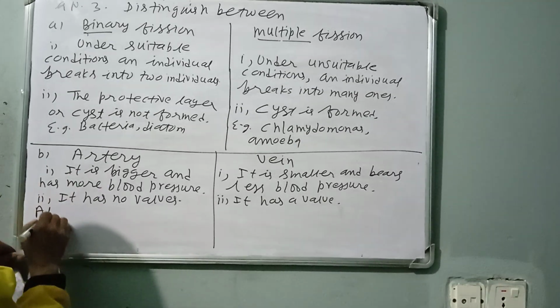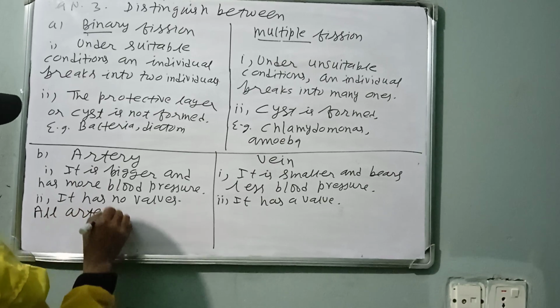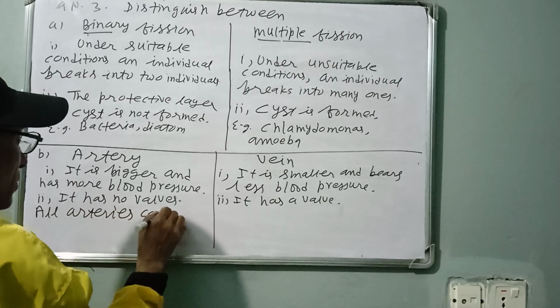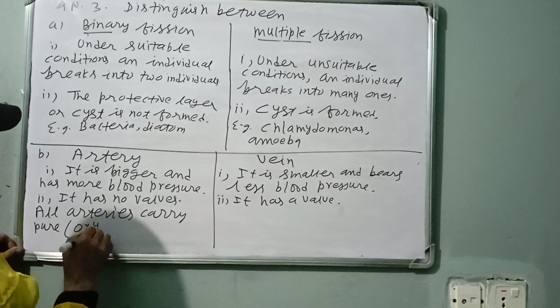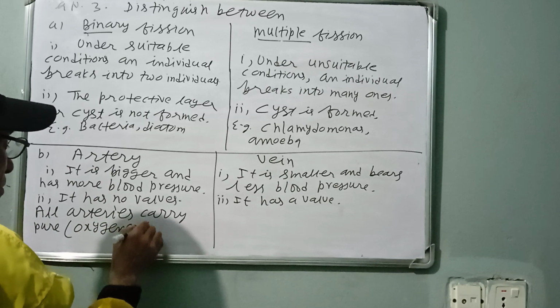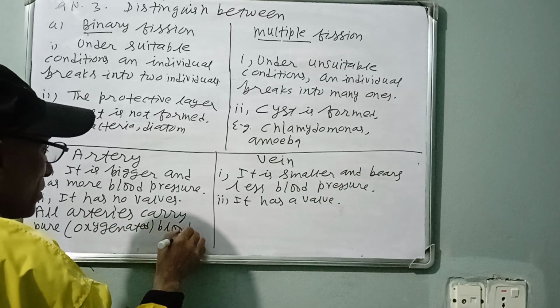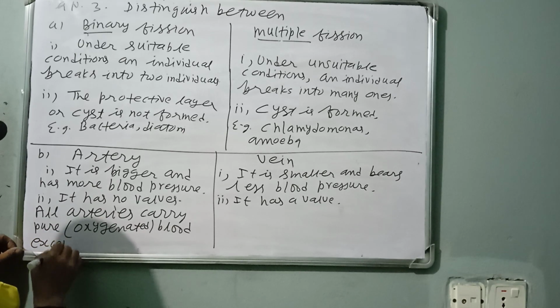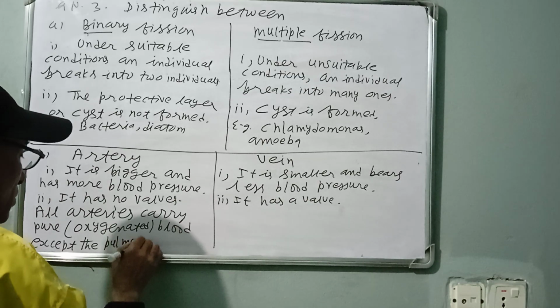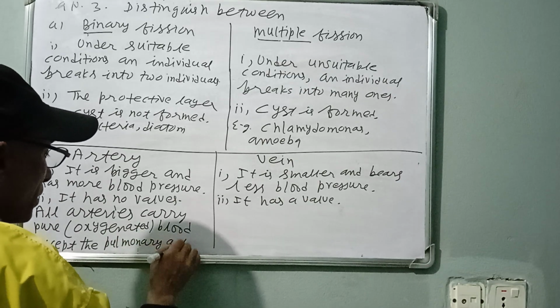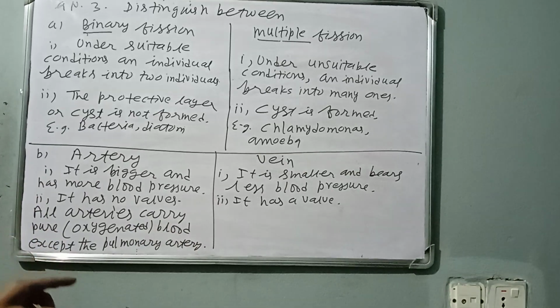All arteries, you have to write one point. All arteries carry pure, meaning oxygenated, blood except the pulmonary artery. What is the meaning? See, the artery is bigger and has more blood pressure. ठुलो हुन्छ र यसमा blood pressure पनि बढी हुन्छ.